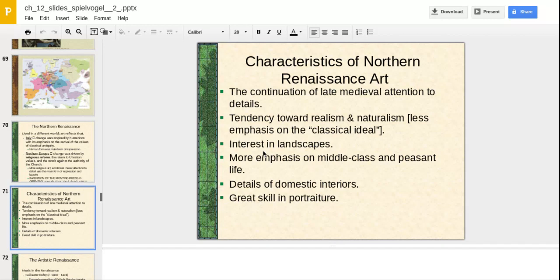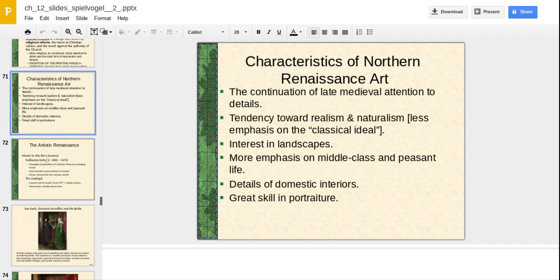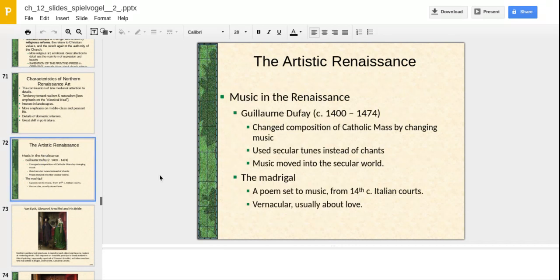They had interest in landscapes in the North, more emphasis on middle class and peasant life because they had more there. Details of domestic interiors, great skill in portraits. And we'll talk about that. You also get an artistic renaissance, which is pretty cool.